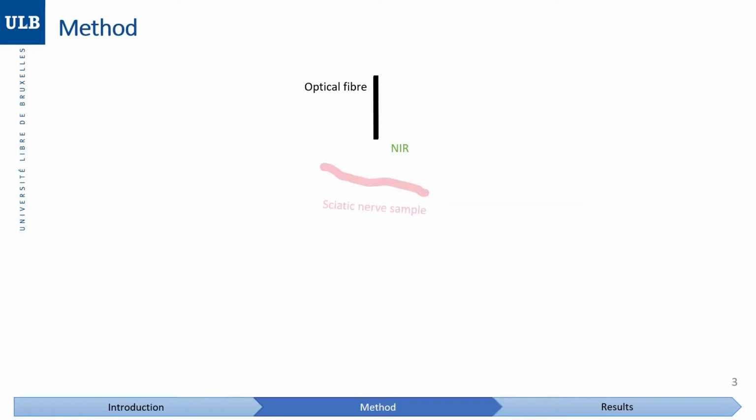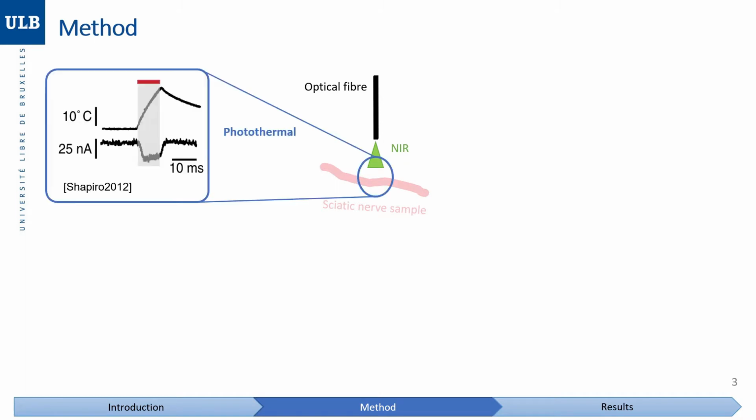Optical stimulation induces a neural response to a transient near-infrared light pulse. The most widely accepted hypothesis is that the nerve activation is linked to a photothermal effect. However, the characteristics of the spatiotemporal temperature gradients needed for the nerve activation are not well known.